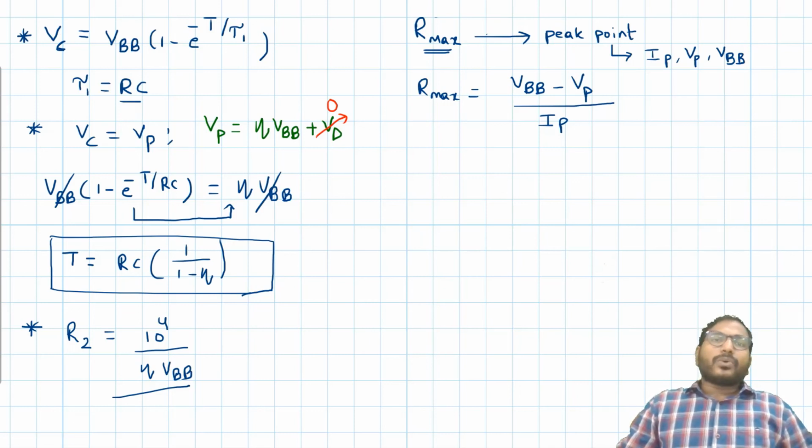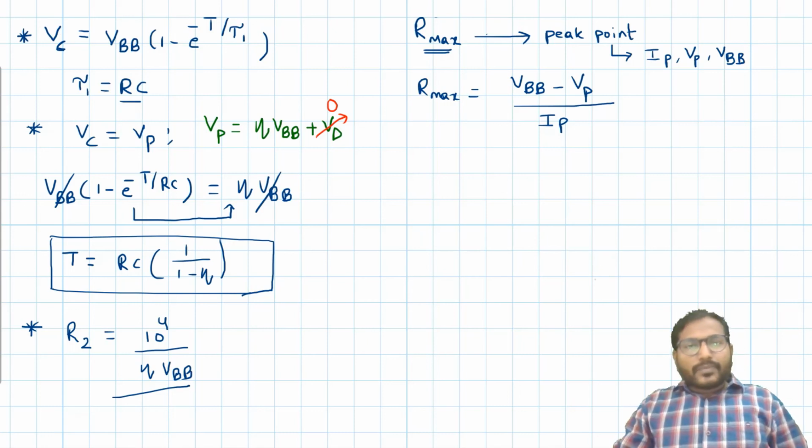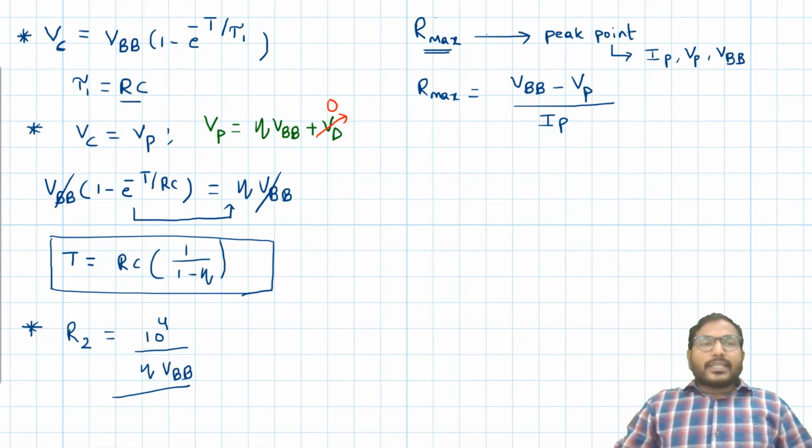Okay. So from this lecture we can easily understand how the UJT acts as a triggering circuit. Okay. Thank you so much.